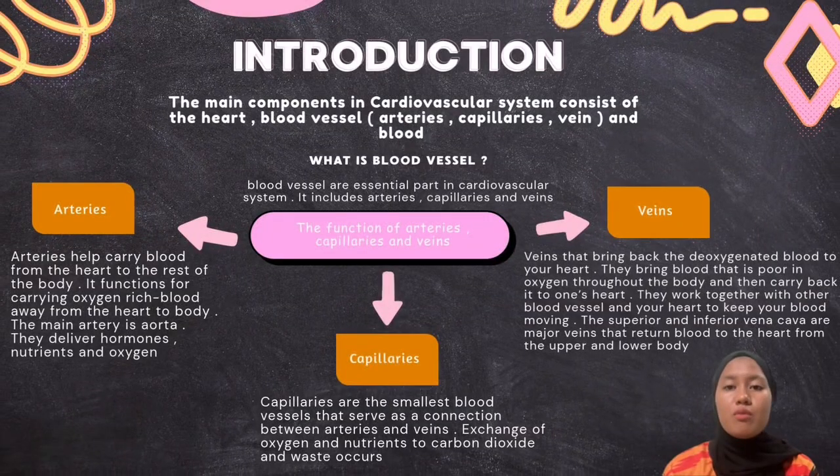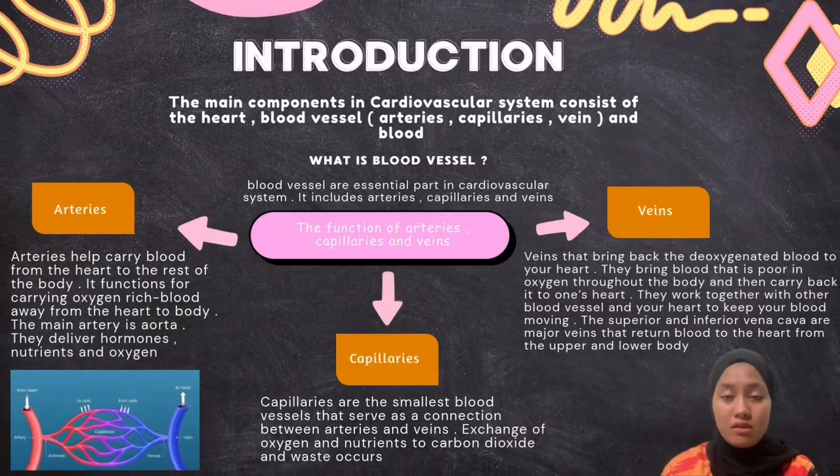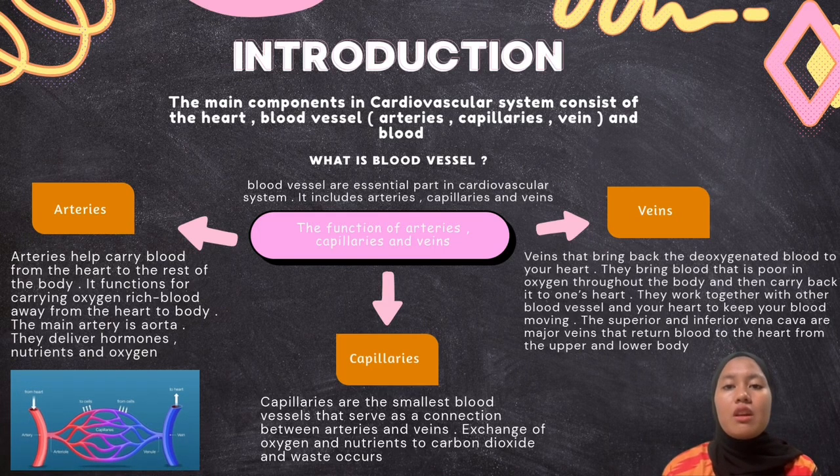Okay, now we move to the introduction of the cardiovascular system. The main components in the cardiovascular system consist of the heart, blood vessels like arteries, capillaries, and veins, and also blood. What are blood vessels? Blood vessels are an essential part of the cardiovascular system. They include arteries, capillaries, and veins.